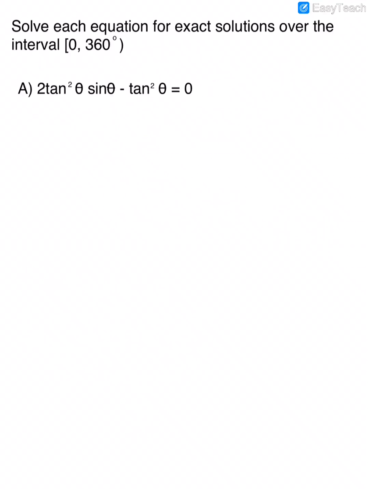And I can. I have these two terms. This is a term and this is a term. And the greatest common factor between those two terms is tangent squared theta. So if I factor out tangent squared theta, I'm left with 2 times the sine of theta minus 1 equals 0.